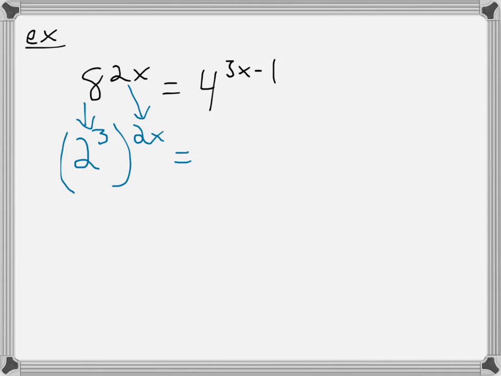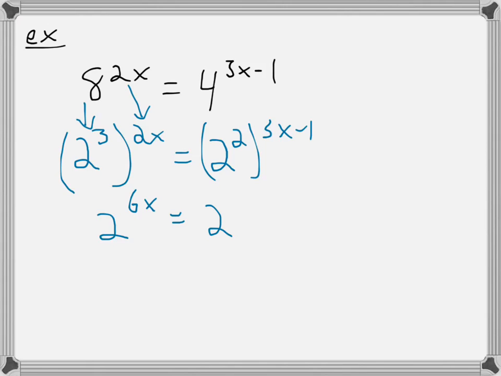Can I do the same thing with 4? Yeah, I'm going to rewrite this as 2 squared to the 3x minus 1. So on the right side now, again, I'm multiplying these exponents. So this is going to be 2 to the 6x. And I need to multiply on the right side too, but I have to be a little careful that I distribute the 2 into both the 3x and the negative 1. So let's keep going here. So this is going to be 2 to the 6x.